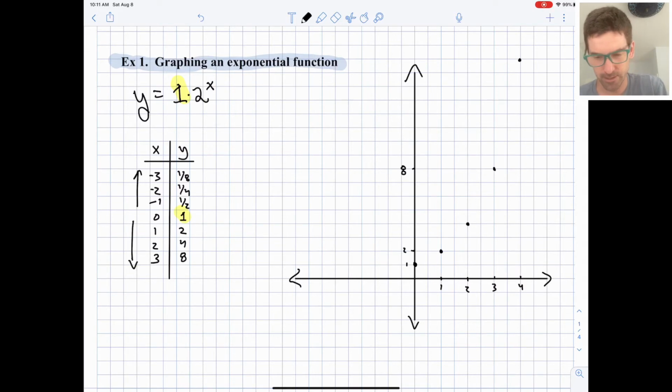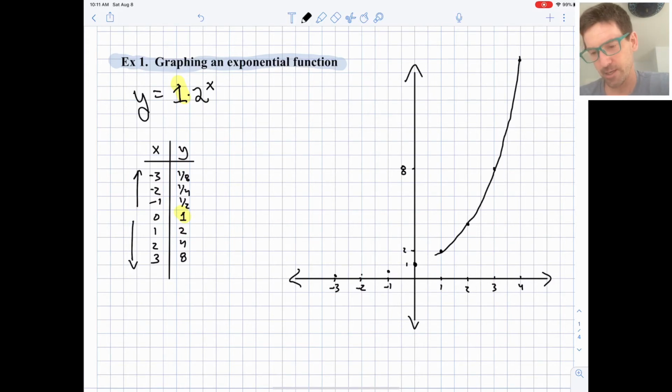Let's go to the left: -1, -2, -3. And here you just have to do the best you can. You're going to jam some points in real close to the x-axis. And then your last job, maybe one of the hardest jobs here, is to see if you can make a nice smooth curve that hits our points. All right, so that's a graph of probably our most basic exponential function, y equals 1 times 2 to the x.